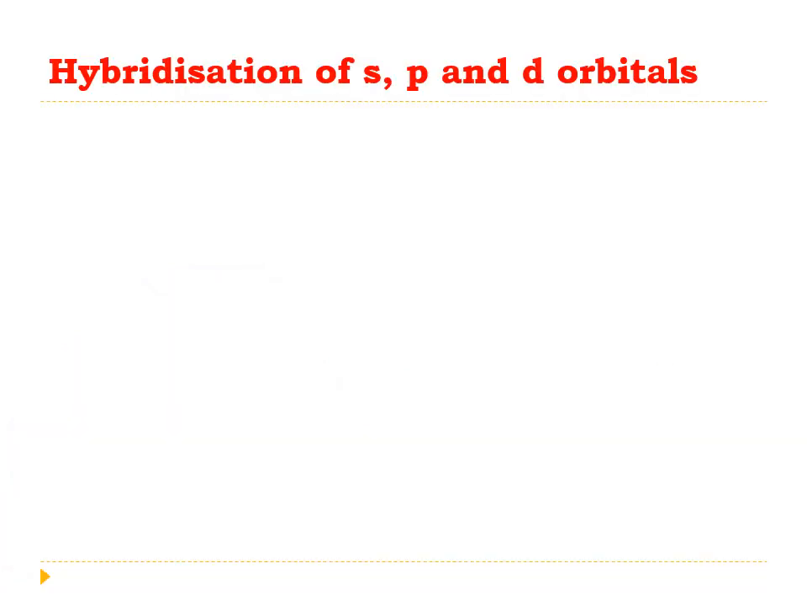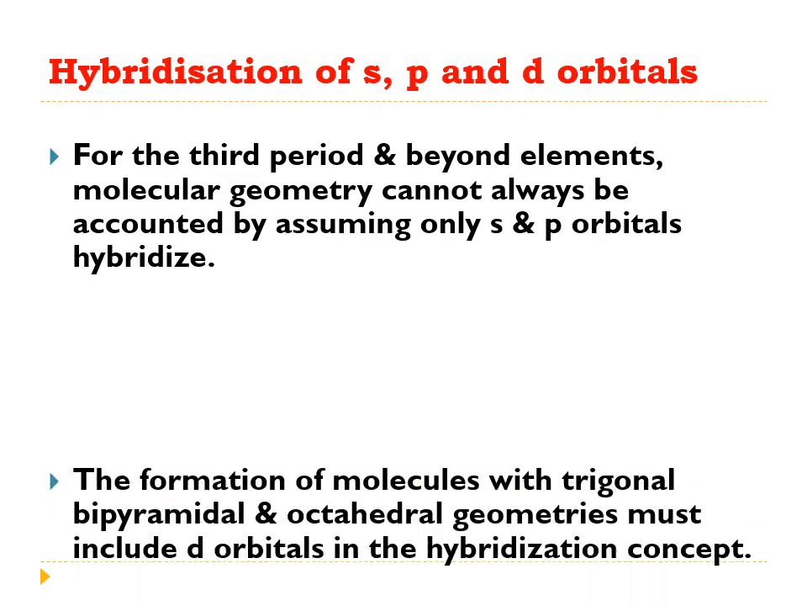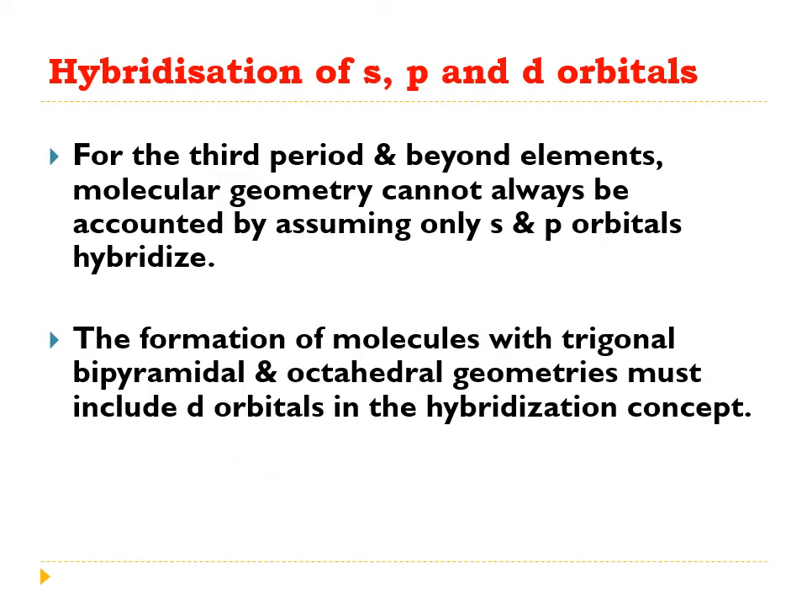Hybridization of s, p and d orbitals involves the third period and beyond elements, because the molecular geometry cannot always be accounted for by assuming only s and p orbitals. The formation of molecules with trigonal bipyramidal and octahedral geometries must include d orbitals in the hybridization concept.